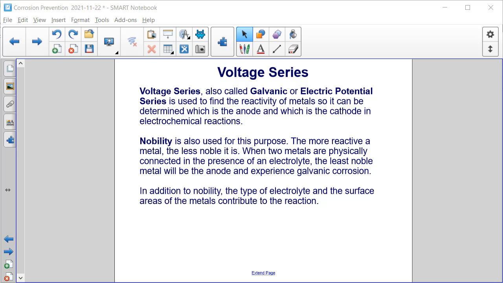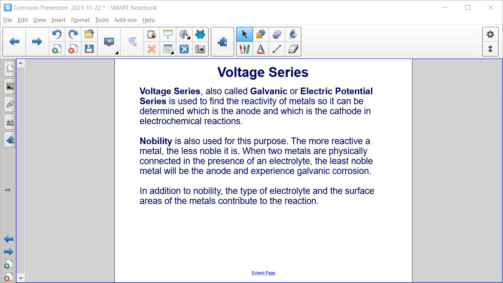Voltage series, also called galvanic or electric potential series, is used to find the reactivity of metals, so it can be determined which is the anode and which is the cathode in electrochemical reactions. Nobility is also used for this purpose. The more reactive a metal, the less noble it is. When two metals are physically connected in the presence of an electrolyte, the least noble metal will be the anode and experience galvanic corrosion.